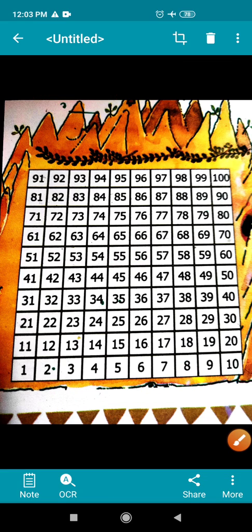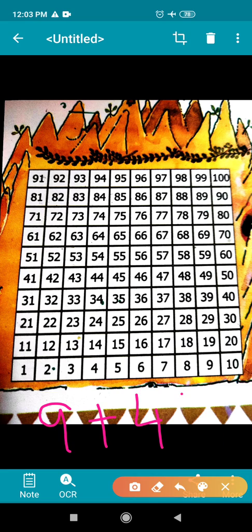Now let us take one more example. The sum of 9 and 44. Sum means plus. 9 plus 44. This is 44. Plus 9 means you have to move in the right direction. How many squares forward? 9. 1, 2, 3, 4, 5, 6, 7, 8 and 9. So that will be 53. Got it?